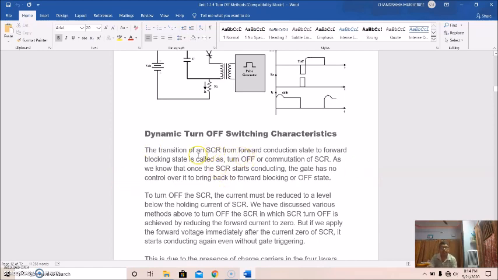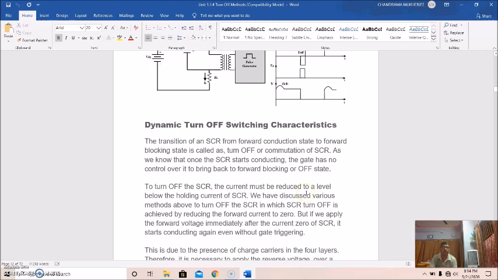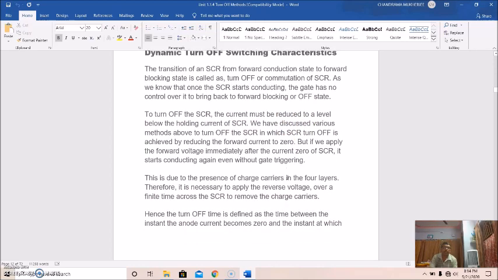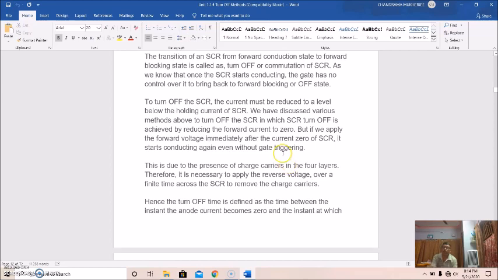The transition of an SCR from the forward conduction state to the forward blocking state is called turn off or commutation of the SCR. And you know, once the SCR starts conducting, the gate has no control over it. So we must bring it back to the forward blocking or off state. To turn off the SCR, the current must be reduced below the holding current, as I told you during our discussion of various methods of turn off.